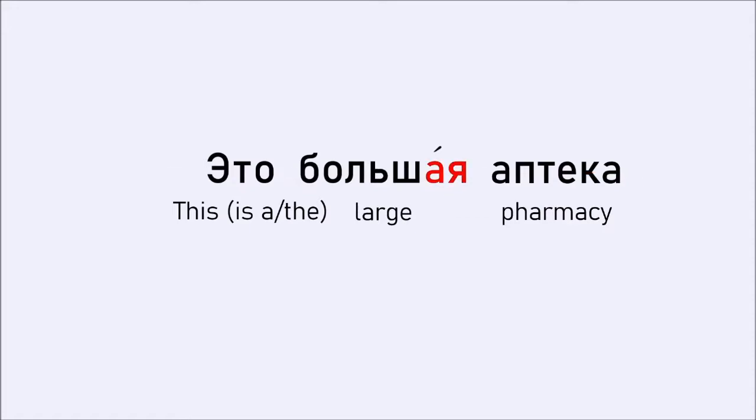That is now correct. Это большая аптека. Okay? Now, it's all well and good knowing that we have to change adjectives or other determiners so that they suit the gender of the noun they're describing. But the first question that arises: how on earth do we know what gender a noun is? And it's a good question to ask.